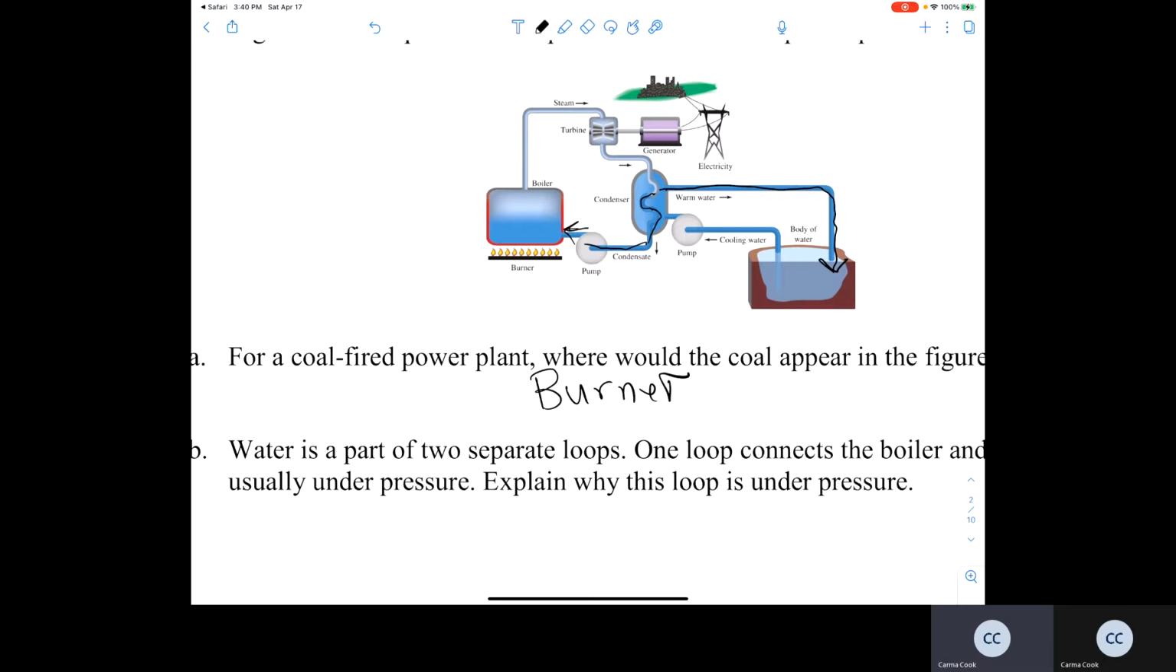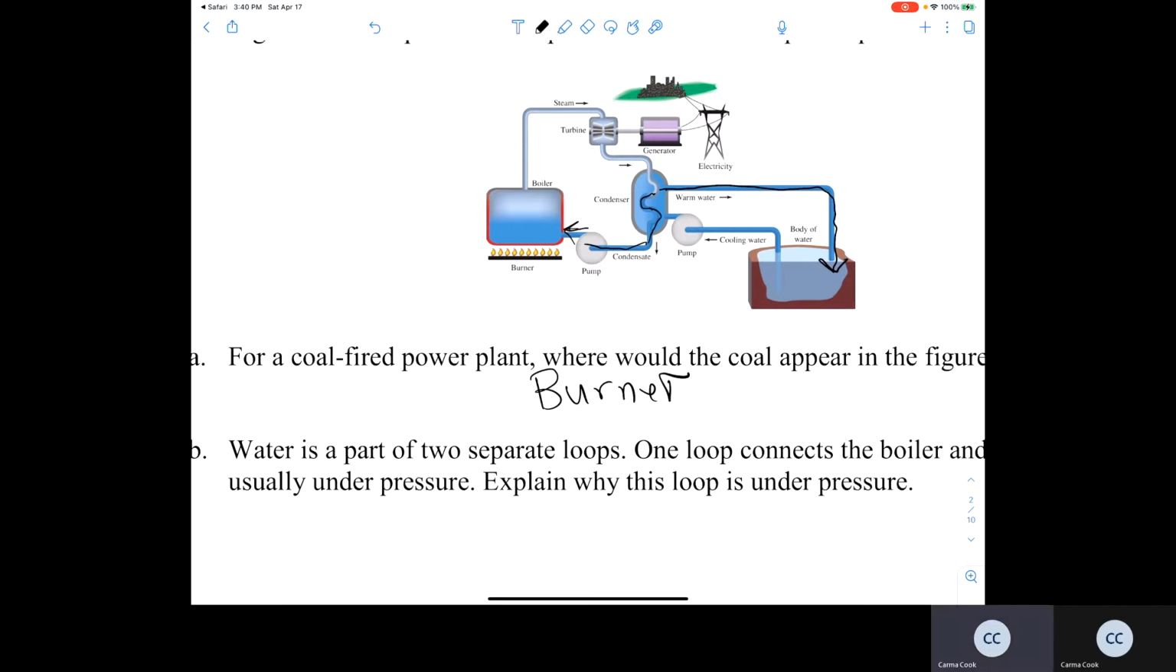One of the loops connects the boiler and the turbine together. And the other loop connects to the large body of water that then pumps cooling water back into the condenser. So the loop that connects the boiler and turbine is under pressure.